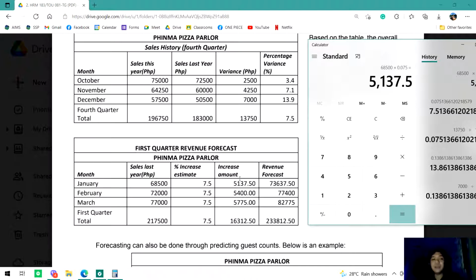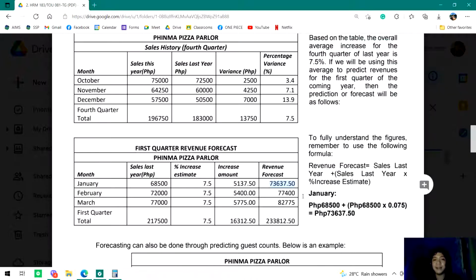So this means, ito po, yung increase amount. Ito yung pwede nating makita na increase dun sa sales natin sa darating na first quarter. If you will add this increase amount to the sales last year, the plus 68,500, 73,637.5, which is tama dito. So, yun po ang pag-compute ng revenue or revenue forecasting.